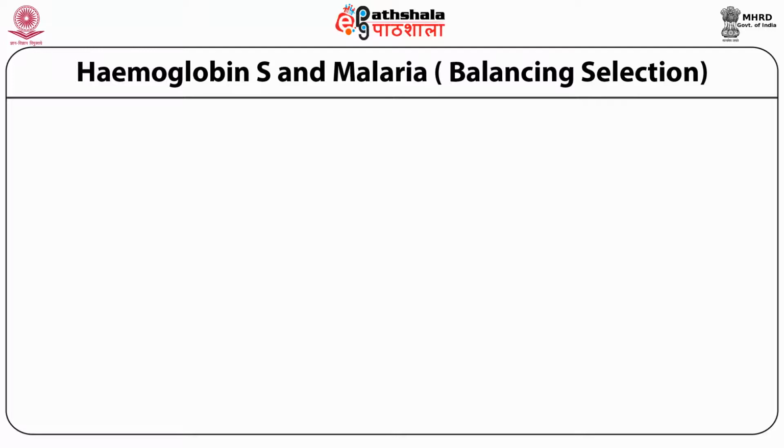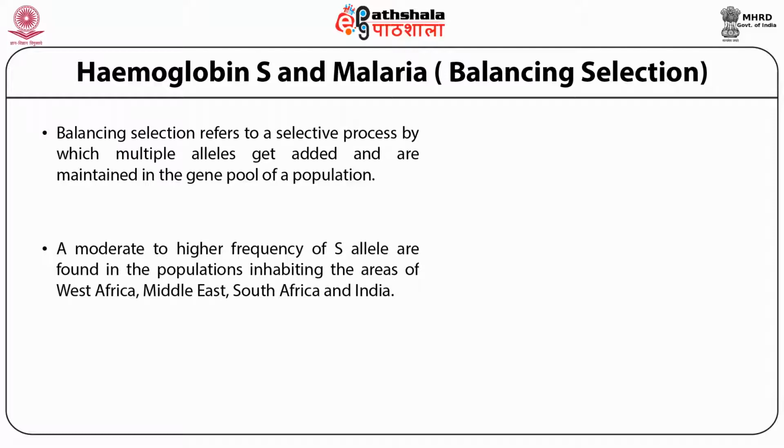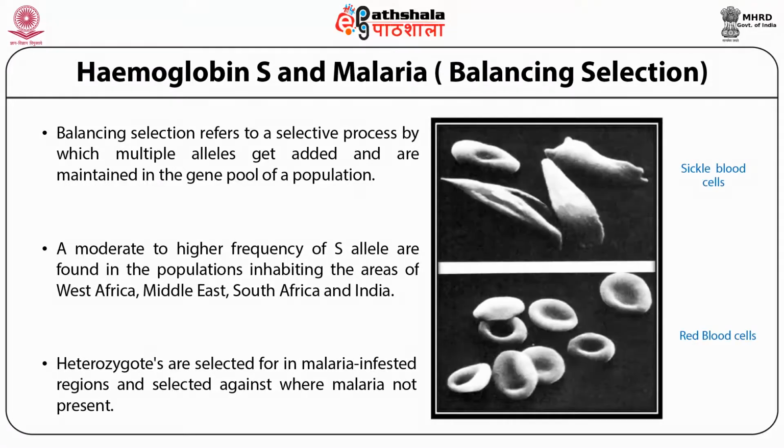For further understanding of balancing selection, we have hemoglobin S and malaria. Balancing selection refers to a selective process by which multiple alleles get added and are maintained in the gene pool of a population. A moderate to higher frequency of the S allele, or sickle allele, is found in populations inhabiting the areas of West Africa, the Middle East, South Africa, and India. Heterozygotes are selected for in malaria-infested regions and selected against where malaria is not found. You can visualize the sickle-shaped red blood cells because of the presence of the S or sickle allele, and persons who do not have this allele have normal round-shaped red blood corpuscles.